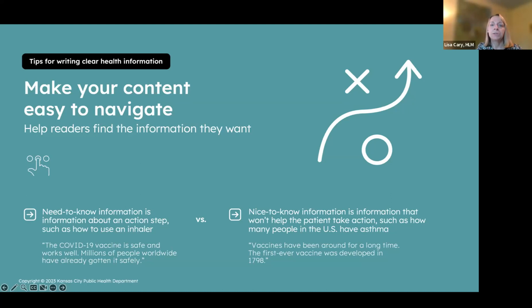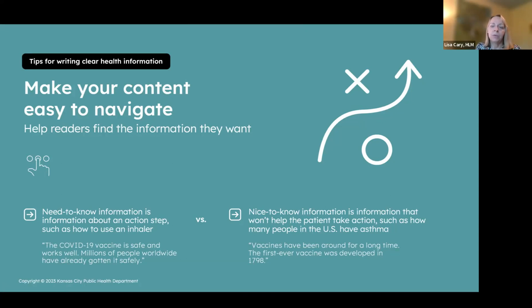It helps readers make decisions about what they're going to do after they read your material. And so that would be something like how to use an inhaler. And maybe a statement like, the COVID-19 vaccine is safe and works well. Millions of people worldwide have already gotten it safely. That's a definite statement.